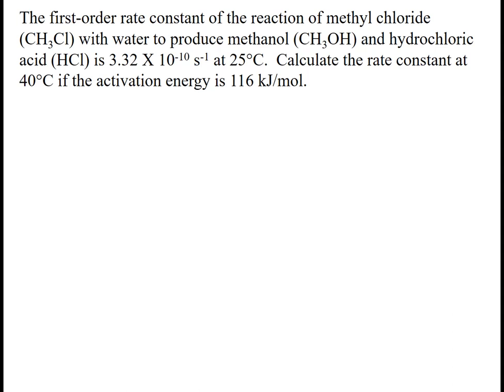So the first problem is a first order rate constant in which methyl chloride is reacted with water to produce methanol plus hydrochloric acid. And it tells me that K is equal to 3.32 times 10 to the minus 10th. My temperature is 25 degrees C. So now we're actually going to be using temperature. It wants to know what is K at 40 degrees. And it tells me I have an E sub A of 116 kilojoules per mole.